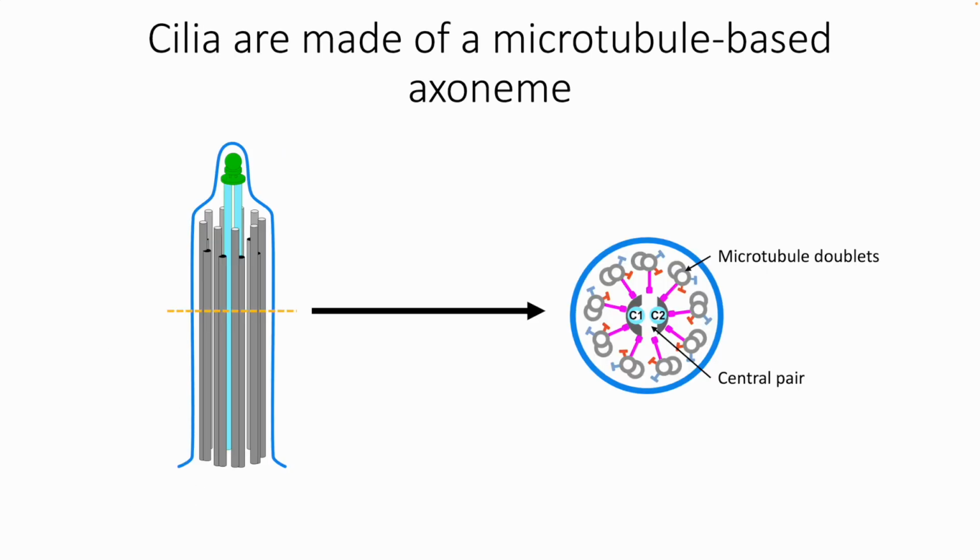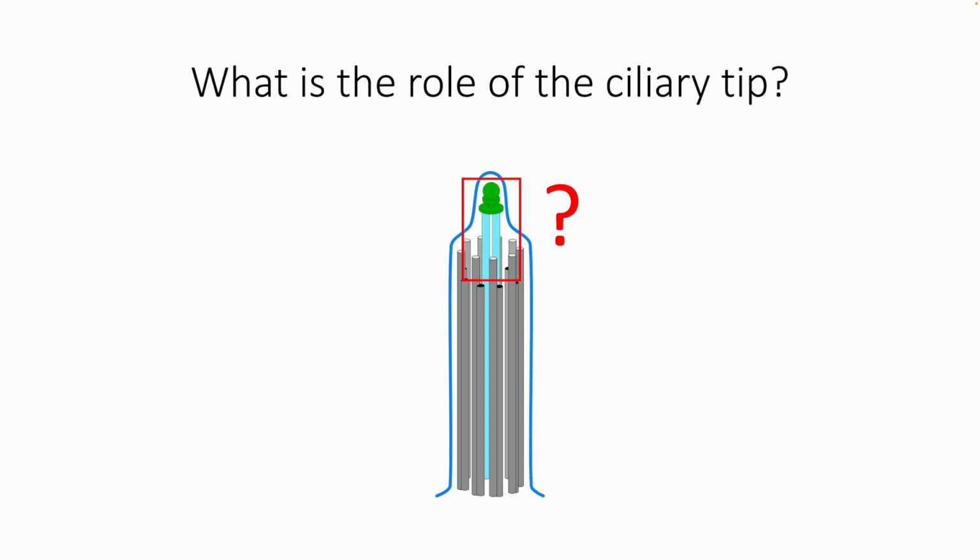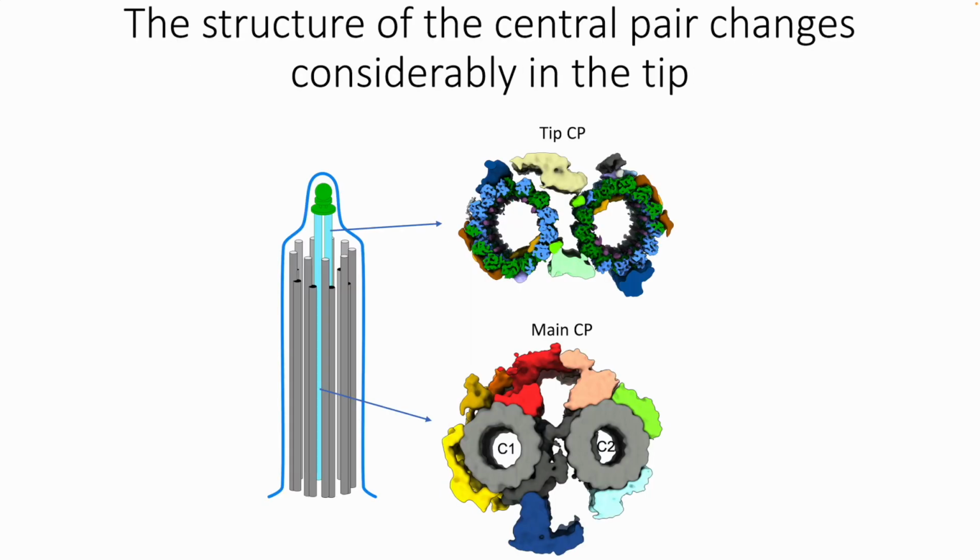Cilia are made of a microtubule-based axoneme, and the diagram on the right shows what a cross-section looks like. We see 9 microtubule doublets at the periphery and 2 microtubules in the middle called the central pair. We know the structures and molecular composition of the ciliary tips are different from the rest of the axoneme, but not to what extent. So we used cryo-electron tomography to find out more about it.